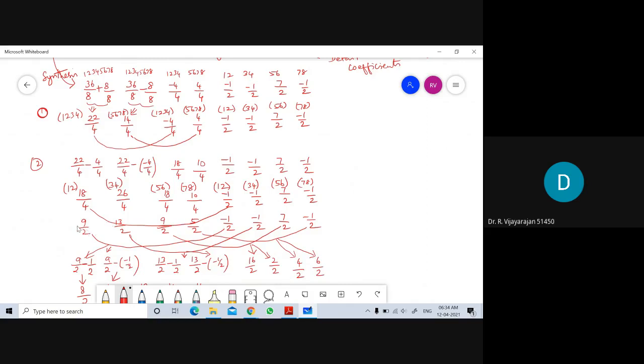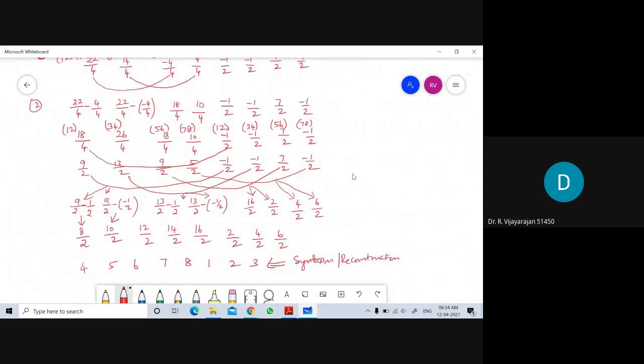So now we have approximate coefficients and detailed coefficients from pairs 1, 2, 3, 4, 5, 6, 7, 8. Similarly, detailed coefficients from 1, 2, 3, 4, 5, 6, 7, 8. Now, we need to combine the approximate and detailed coefficients related to each pair. So for 1, 2, we have approximate coefficient 9 by 2 and detailed coefficient minus 1 by 2. So I go for summation and difference. That is what I have written. This is summation, this is difference. So we get back 8 by 2, 10 by 2, nothing but 4 and 5.